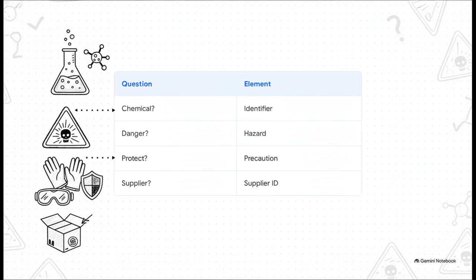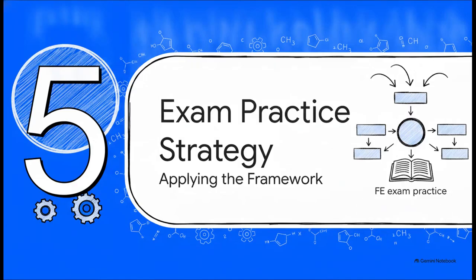By internalizing these 4 specific questions, you completely bypass the dense regulatory jargon they use to trick you. It just cuts straight to the core function, making it the absolute quickest way to lock in those safety points. Section 5, FE Exam Practice Strategy. Let's take this 4-question framework and apply it directly to your broader study plan.